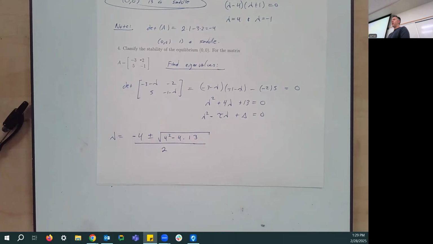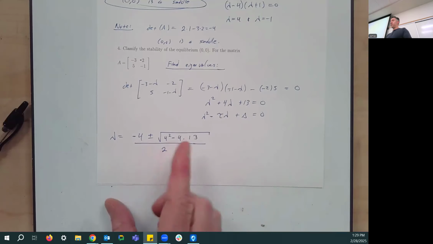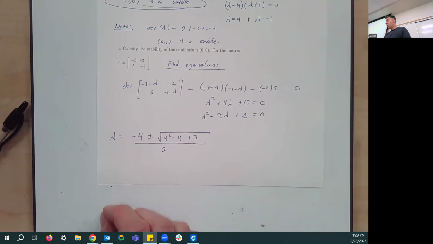Couple things to think about. We know we don't have a saddle because our determinant was positive or would have been positive. So our eigenvalues are either both negative, because negative 4 minus something is certainly negative, plus something. Well, if it was positive, then we'd have a saddle. We know we don't have a saddle. Or they're imaginary with a negative real part. Either way, we have stability.